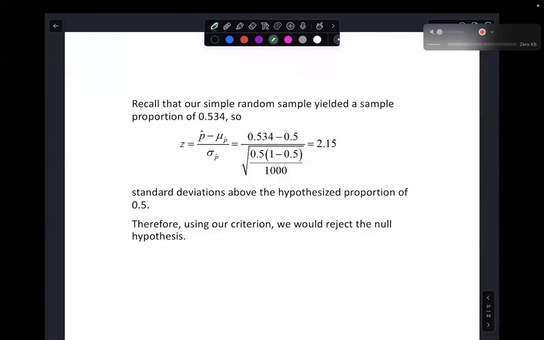So this 0.534 has a z-score of 2.15. 2.15 is more than 2 standard deviations above that 50%. So we would reject the null hypothesis because it is an outlier. Because it is more than 2 standard deviations away, we will reject the null hypothesis here. Therefore, we're going to reject the null hypothesis.